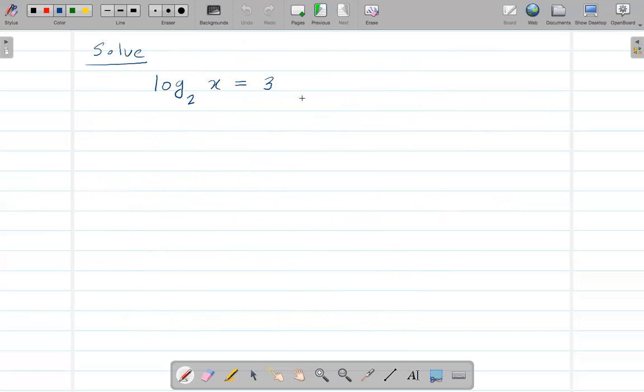Same idea: move this here. On the left hand side we just have x. On the right hand side we have 2 to the power 3. So 2 to the power 3 is not 9. I see most people write 3 to the power 2. Be careful: this 2 is going to be the base. So 2 to the power 3 is 8.